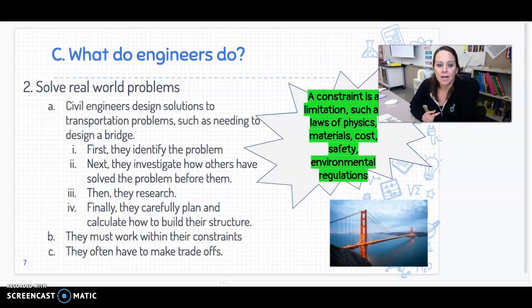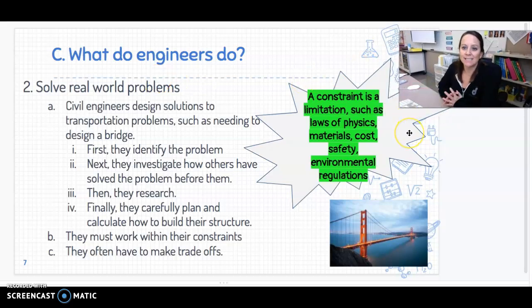Okay. Then B, they must work within their constraints. And constraints are, and you can see it over here in green, limitations such as the laws of physics, materials, cost, safety, or environmental regulations. So for example, when these civil engineers are designing a bridge, they only have a certain amount of money that they can use. They probably only have access to certain types of materials. I might want to build my bridge out of diamonds, but I'm probably not going to be able to afford that or get enough diamonds to make an entire bridge.